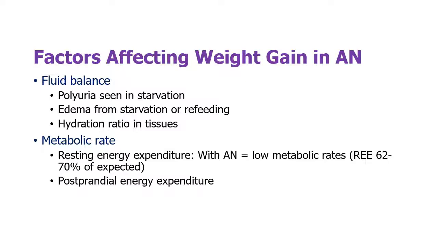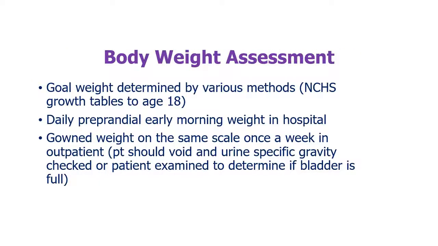And we just kind of talked about the resting energy expenditure in the last slide. So when it comes to examining weight, there are various methods. For example, there are growth tables that can go up to age 18. I'm sure those have their own pros and cons. You're also going to want to weigh these individuals daily in the hospital or weekly in an outpatient setting. Just note that if you are going to be doing this in an outpatient setting, you're going to want to have them void urine prior to checking their weight, or you're going to do an exam to determine if the bladder is full.